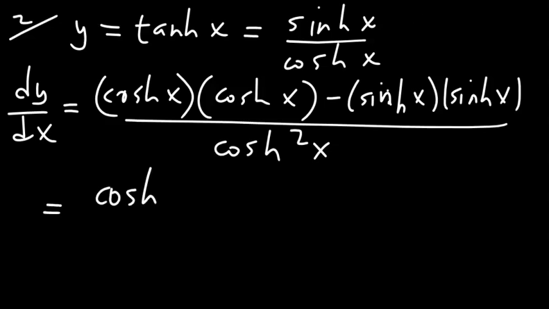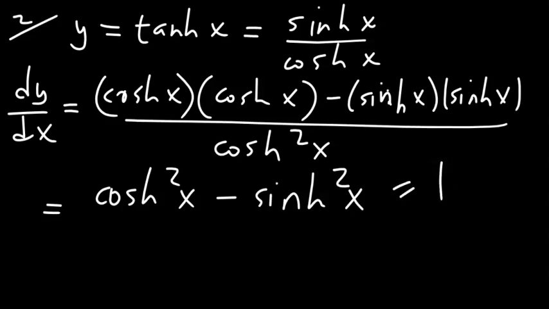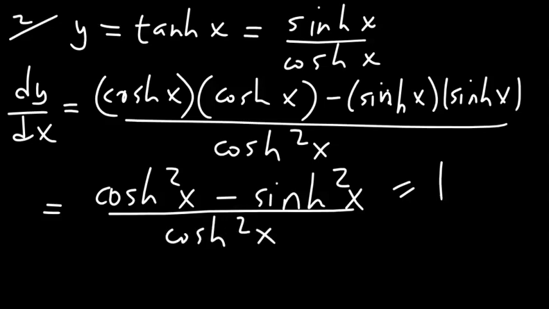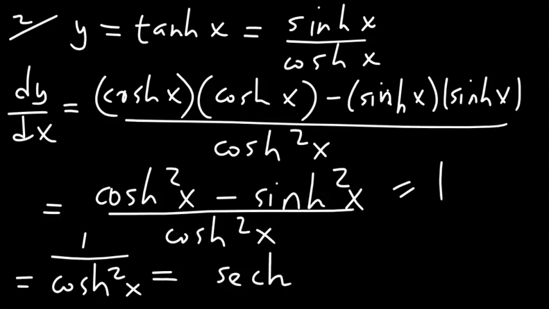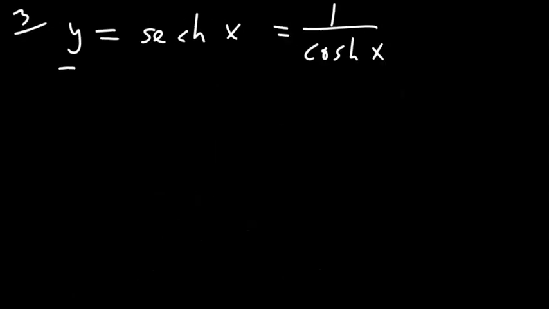So the square of hyperbolic cosine minus the square of hyperbolic sine is just 1. That is just the identity. So divide that by hyperbolic cosine x squared. You get 1 over hyperbolic cosine of x squared, and that is just hyperbolic secant x squared. And that's the answer. Let's look at this function, hyperbolic secant of x, or 1 over hyperbolic cosine of x.